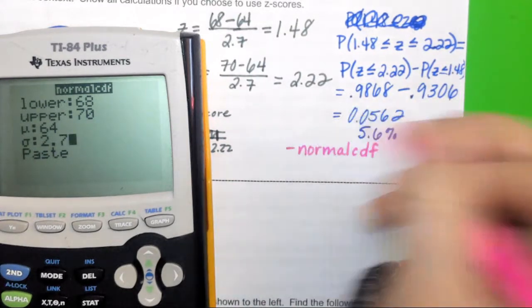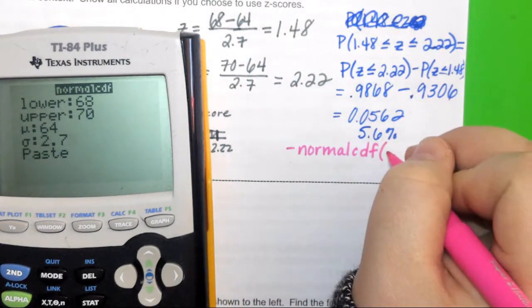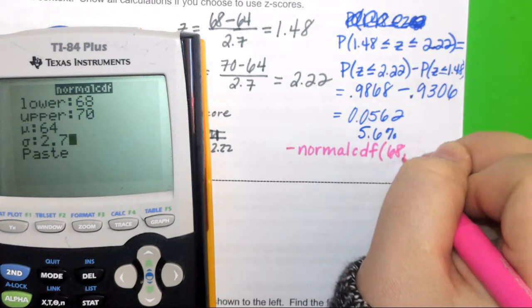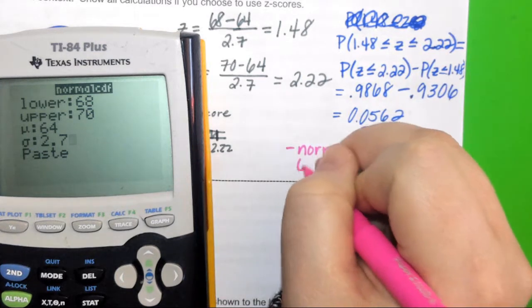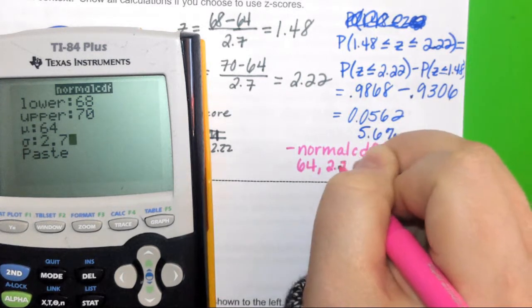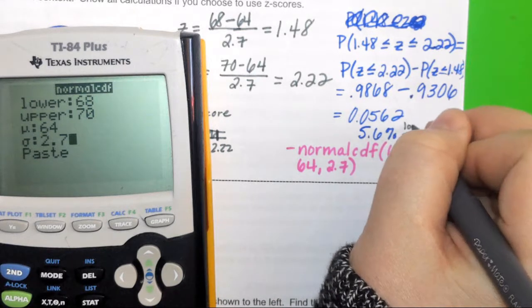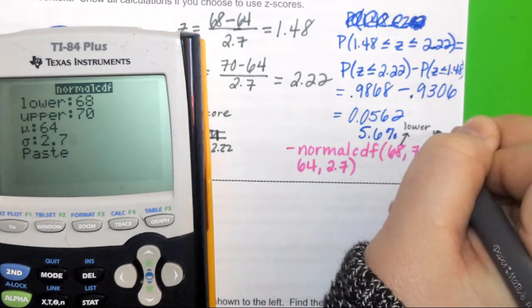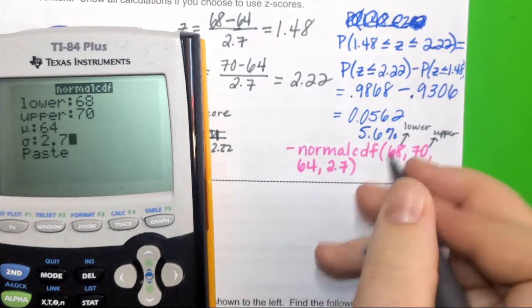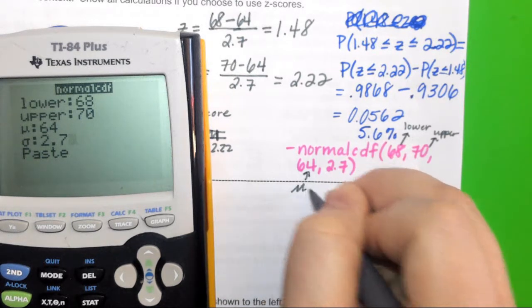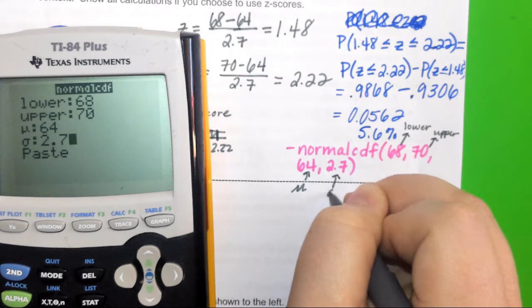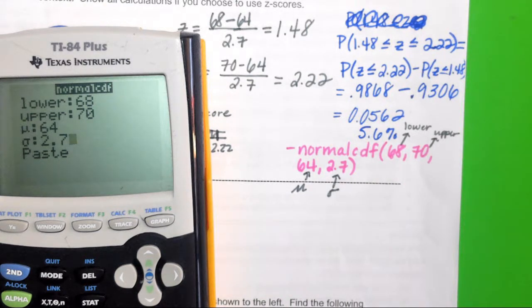If you're going to do this and put it on your paper, you need to explain 68, 70, 64, 2.7, and furthermore, in order to make sure you're getting the entire credit, you better put lower, upper, and literally everything you typed in on your screen. This was my mu, or my mean. This was my standard deviation. That way they don't just see the words normal CDF and think you're crazy.